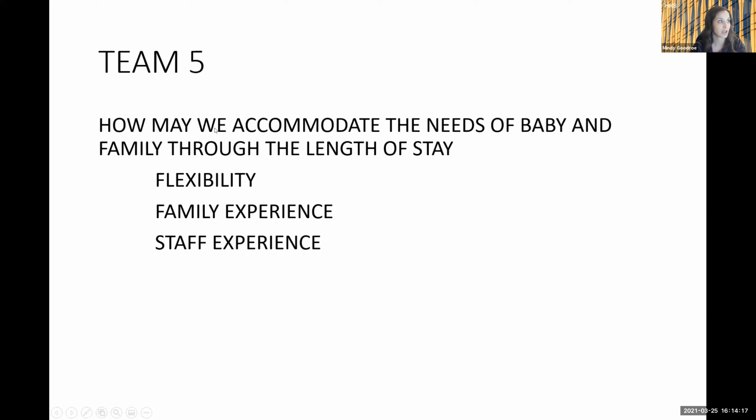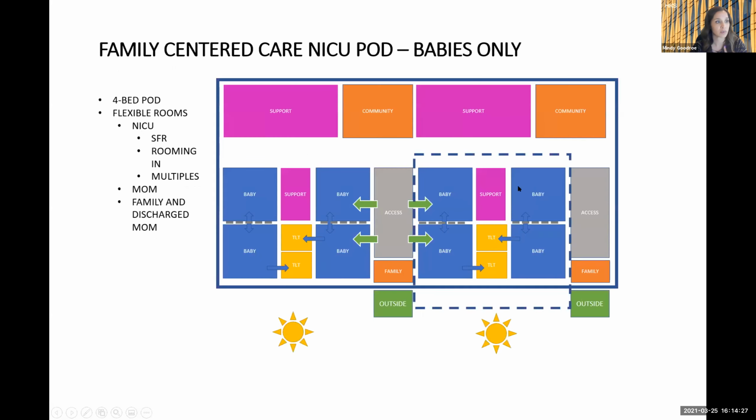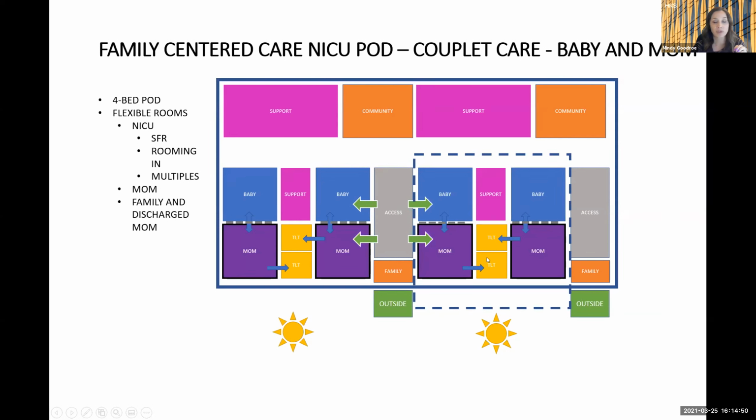Yes, okay. So I didn't exactly capture, I think, our full purpose, but we wanted to accommodate the needs of the baby and the mom and the family throughout the entire length of stay. So we started with this pod concept, which was 4 patient rooms together that could be replicated. So this pod of babies, potentially toilets and support space. You know, what would that look like if it was twins or rooming in for multiples? Then what if we introduced moms? So how can we accommodate couplet care?